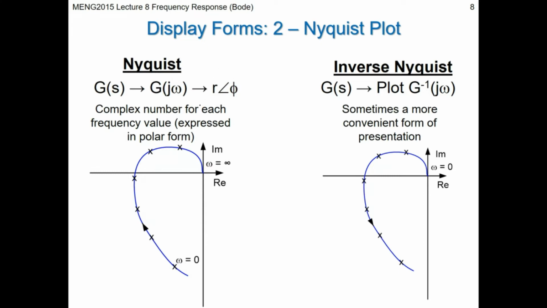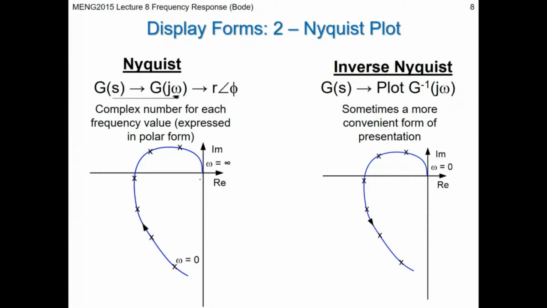So that's what we have here. Now, how do we plot it? Well, you look for a complex number for each frequency value, right? So we're going to change omega, and for each value of omega, we'll get a value for r and phi. We get a value for the magnitude and the angle, or the argument, of that particular location.